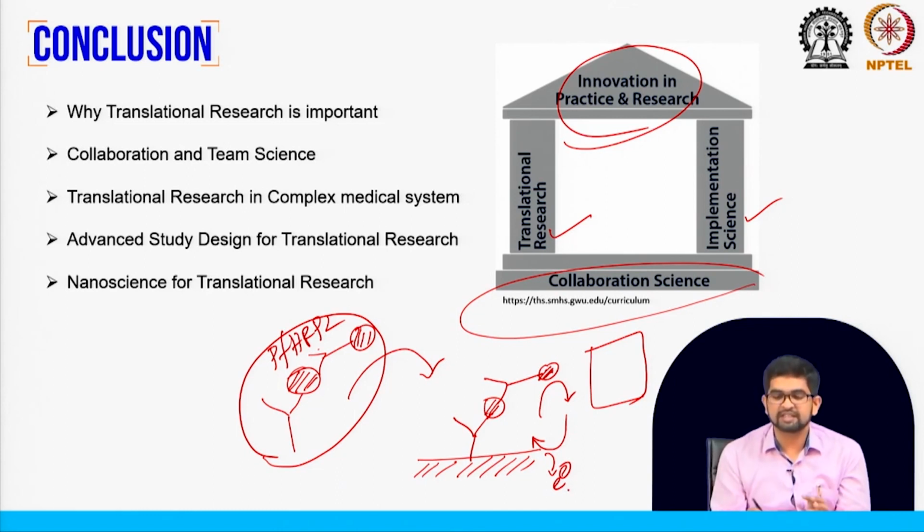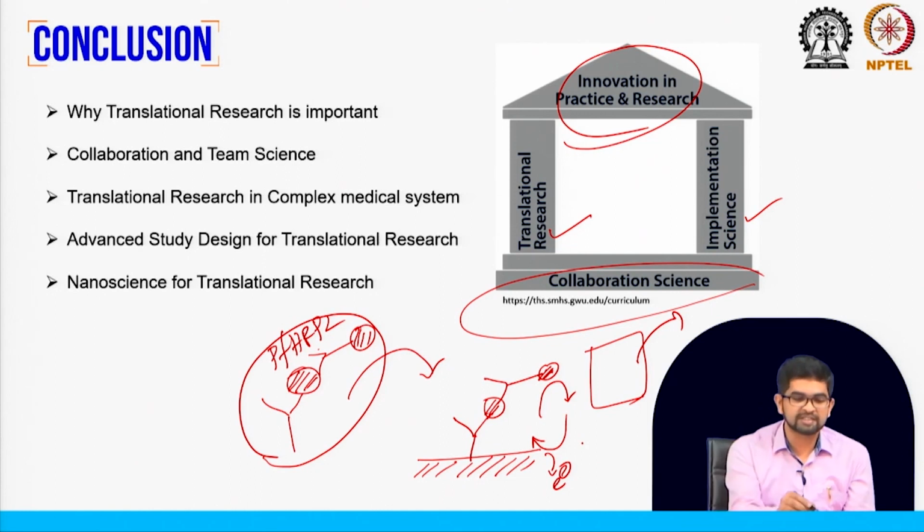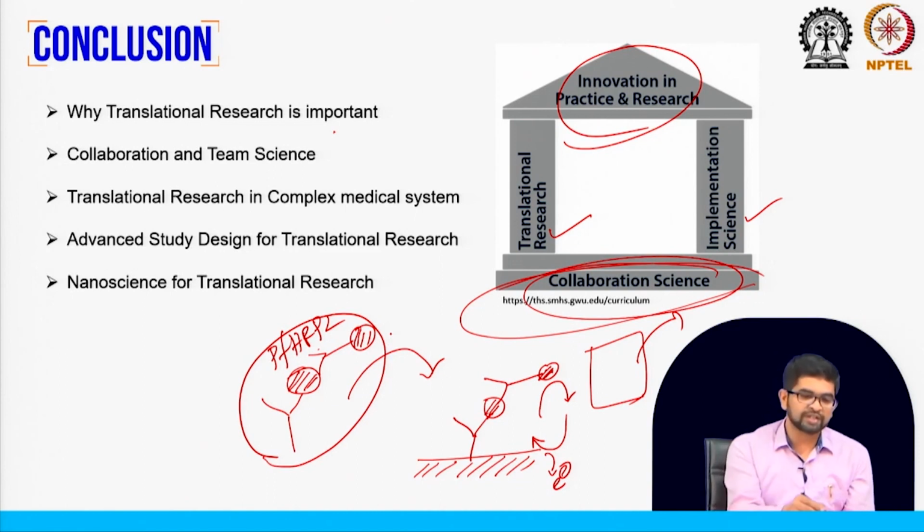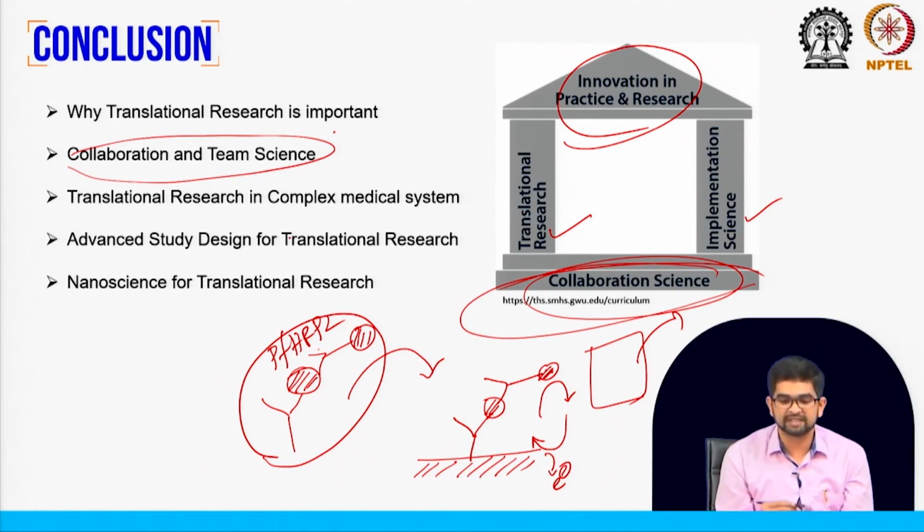Then once your sensor is ready, you have to collaborate with some medical doctors, the clinicians, who will help you with validations, right. So, that is why I said this translational research is very important, and it is a very collaborative approach. Only then can your innovation be successful, with collaboration with other groups. So, we can go for collaborations and team science for complete development of your innovations, and translational health research also can be useful in complex medical systems.